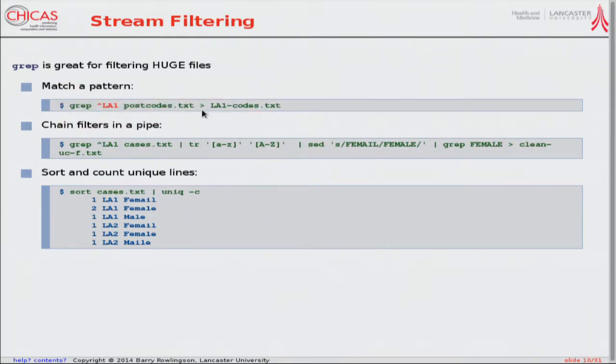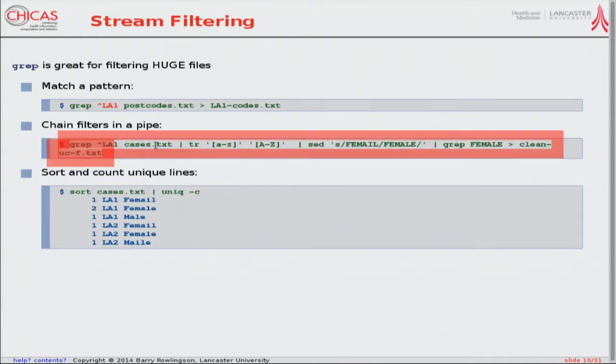Now here I've used a redirection symbol, that greater than sign, which instead of sending the output to the screen, sends it to another file. And there's a little hat there, which is the marker for the start of a line. So any lines in that file that start with LA1 are now in my subset file. And once you know a few more Unix commands, you can build complicated pipes like this.